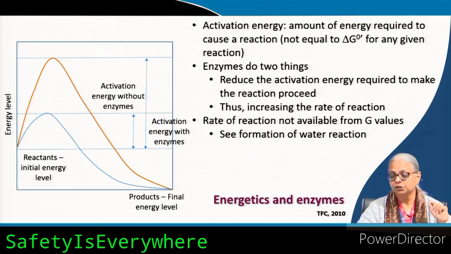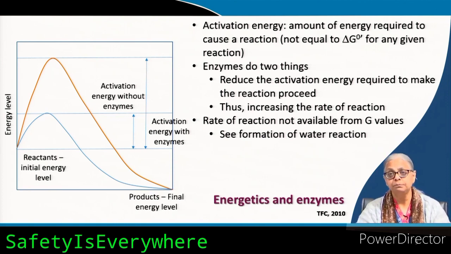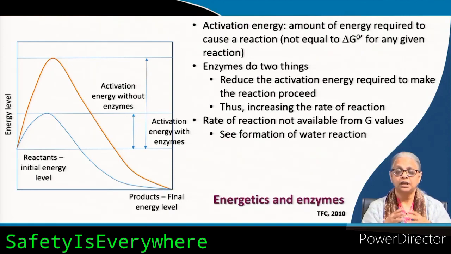Now the rate of reaction is not something you can derive from the delta G or the G values. And we will come to more about these issues later. The delta G value simply tells you how much energy can be derived from that reaction. The rate of reaction is a whole other story. We are not going to go there.